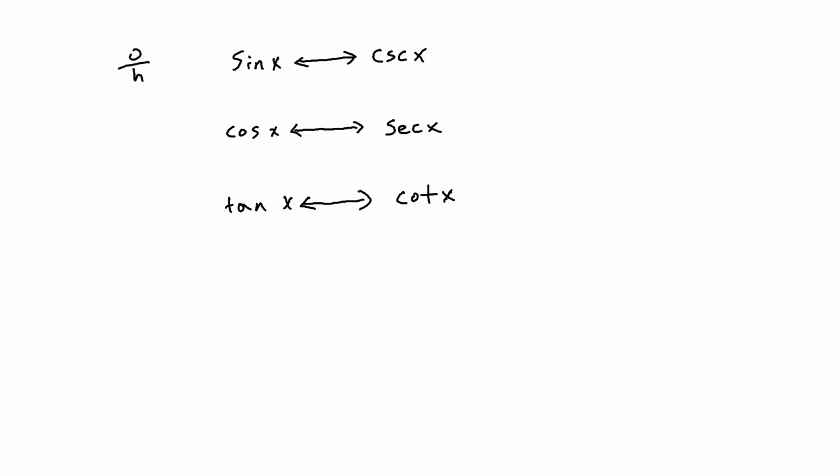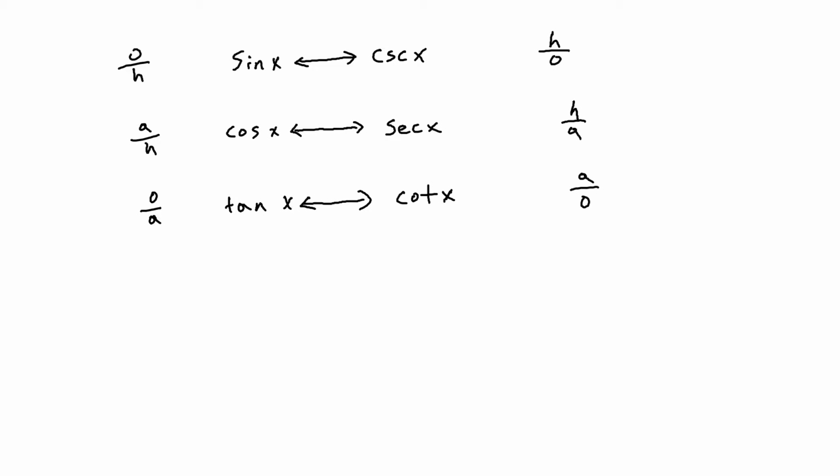The reciprocal function for sine is the cosecant. And the reciprocal function for cosine is going to be the secant. And the reciprocal function for the tangent is the cotangent. So in other words, if sine is opposite over hypotenuse, then cosecant would just be hypotenuse over opposite. And if cosine is adjacent over hypotenuse, then secant would be hypotenuse over adjacent. And tangent is opposite over adjacent, but cotangent would be adjacent over opposite. We're basically just doing the reciprocal, or flipping the fraction.